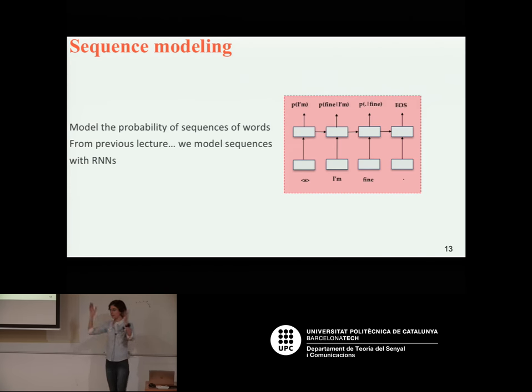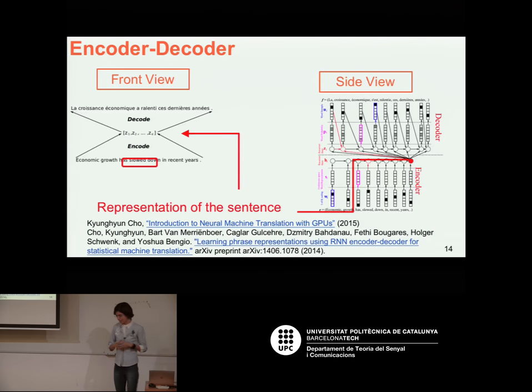Okay, you know this picture. Sequence modeling, okay, model the probability of words with a recurrent neural network. This is a language model, we are familiar with this. So how do we do that when we have two sentences? The idea is that we use two recurrent neural networks, one that we call the encoder and another that we call the decoder, okay? We are going to enter into detail, don't get scared by this picture. We have here the input sentence, the source, the sentence that we want to translate, and we compress this sentence into a vector, okay? It's called the thought vector, sometimes, well, it's the representation of the sentence in general.